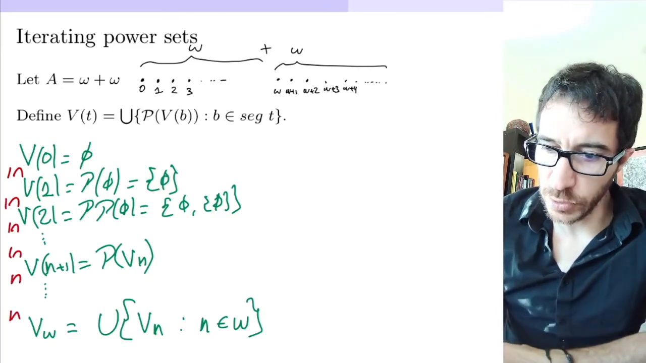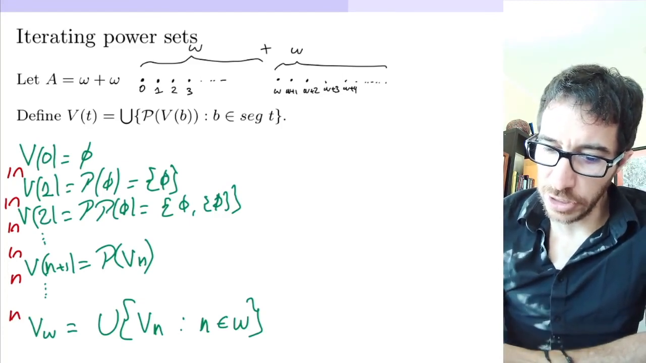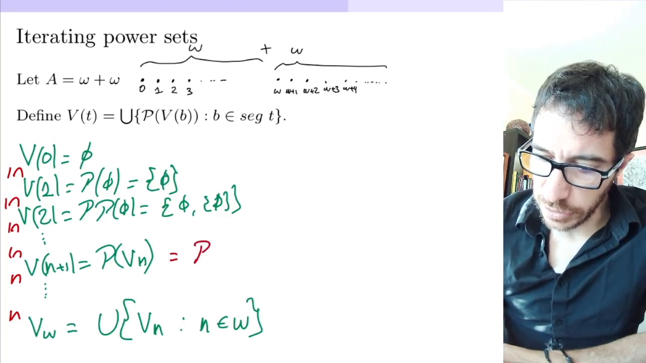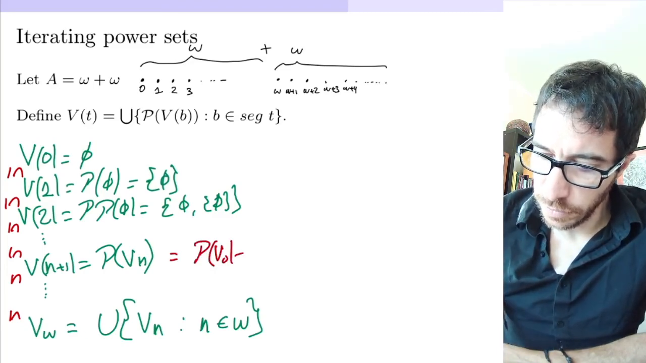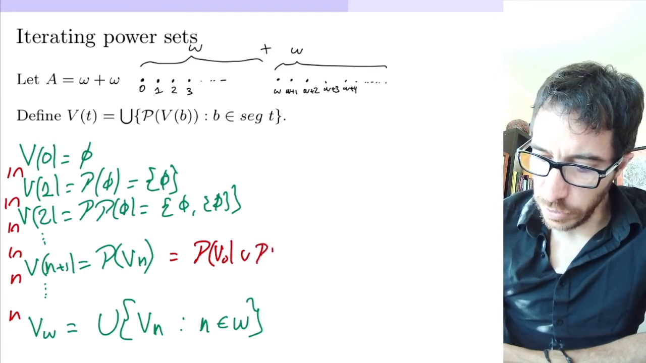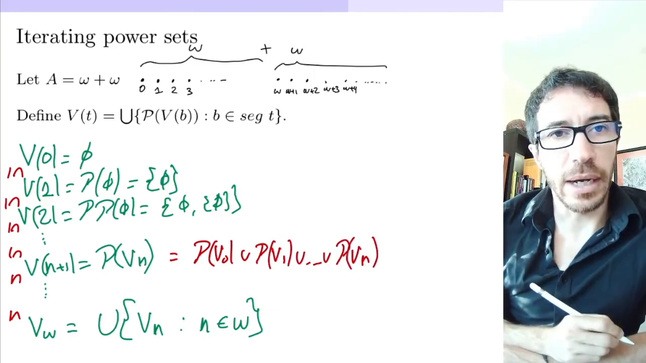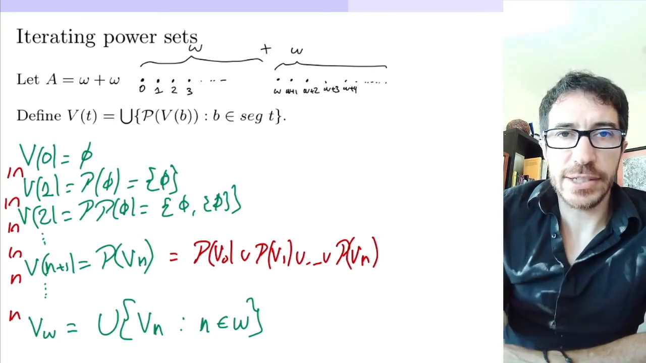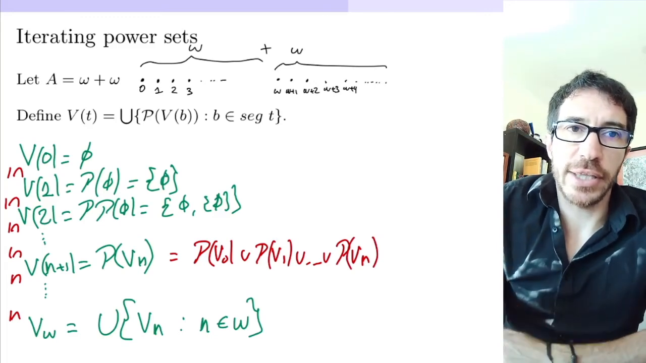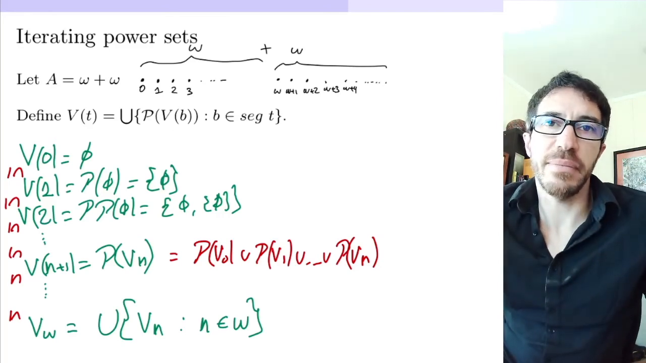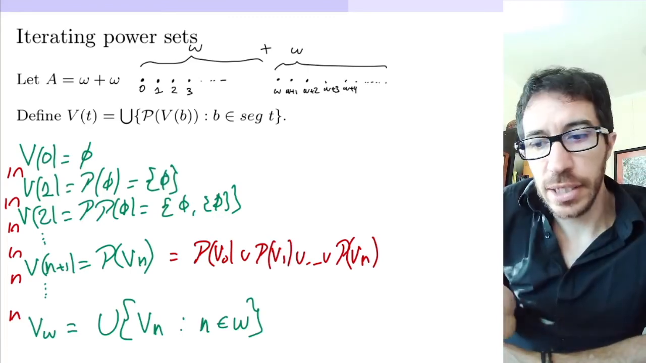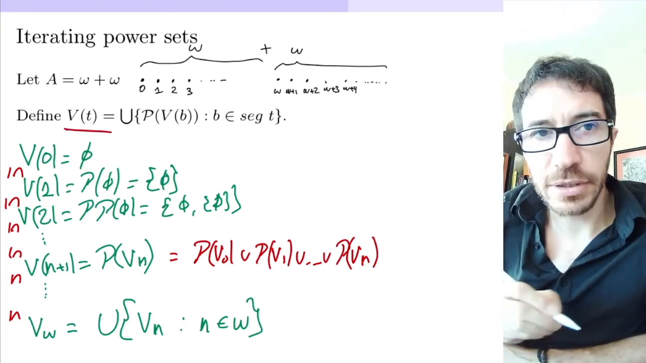Okay, so actually V(n+1) is not only equal to the power set of Vn, it's also equal to the power set of V0 union the power set of V1 union the power set of Vn. This is kind of trivial, because they are all included in each other, and the last one is the biggest one. When you take the union of a nested chain, you just get the biggest one. So this is very trivial, but I just want to put this in the format of this definition here.